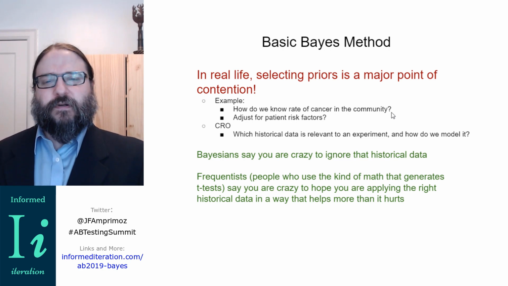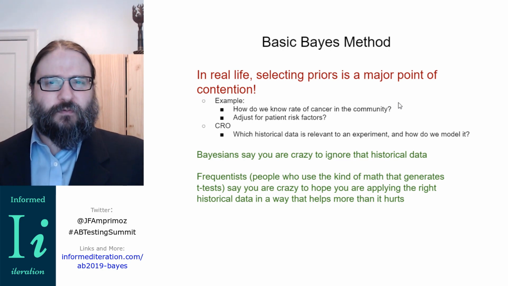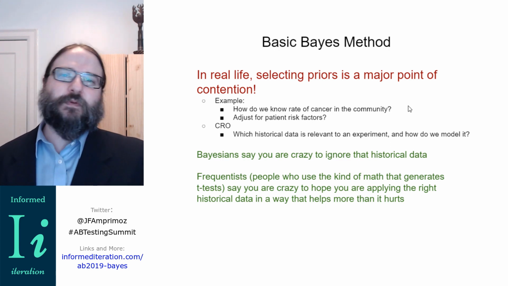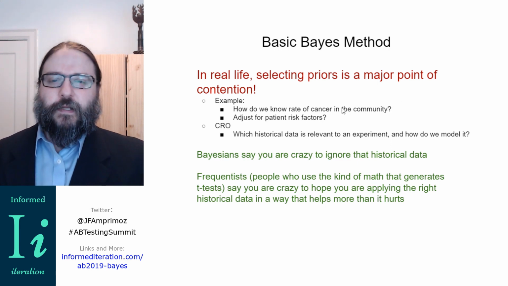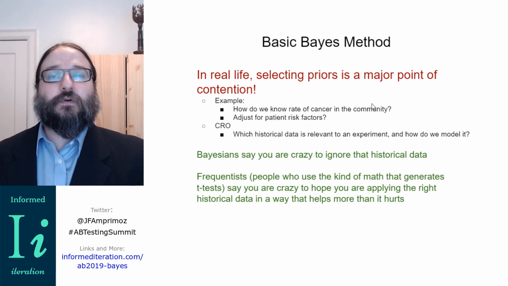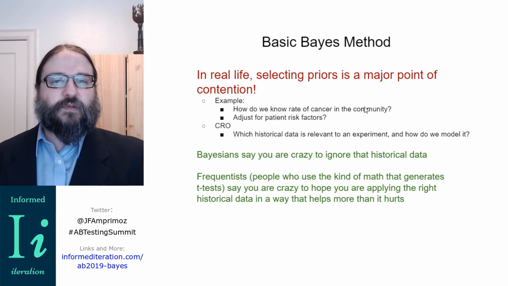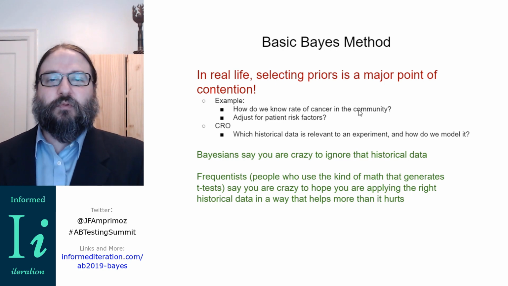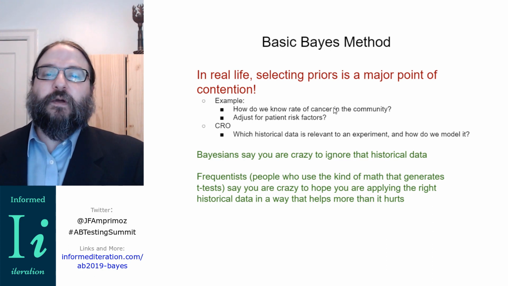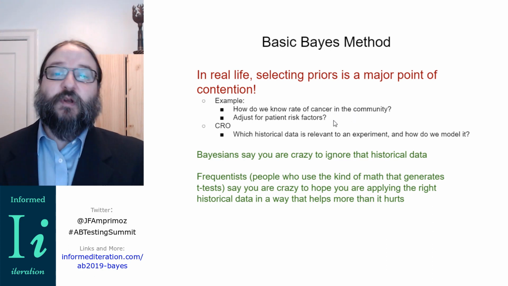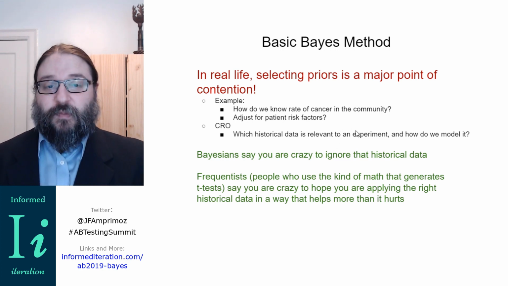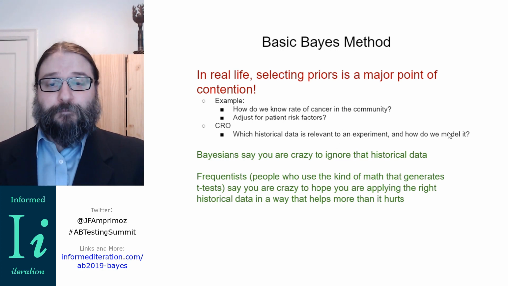Should we, if we're going to use historical data, adjust for risk factors that this guy has related to what we're testing for? And then to go to the CRO situation, out of all this historical data you gather in your testing program, or in your analytics, what are you going to pull out that's relevant to the experiment you're about to run to help you get a more accurate result out of that experiment?